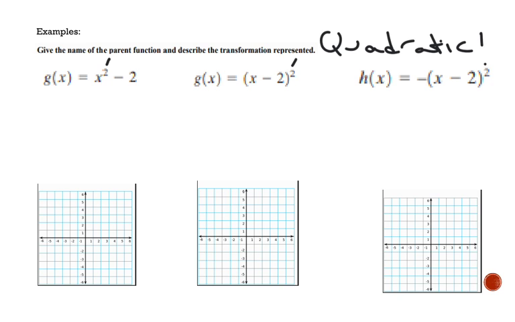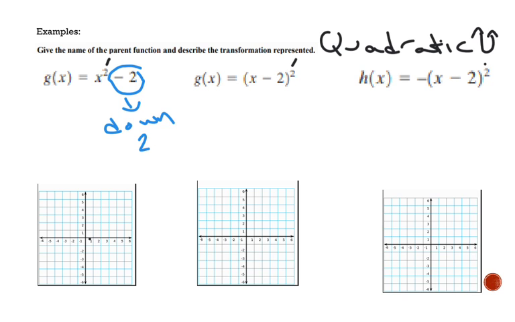So that means if you were to graph it, it's going to be a parabola, a U-shape. So let's look at example 1. We have x squared minus 2. So notice how we have this minus 2 out here. This minus 2 is going to take your graph and move it down 2.